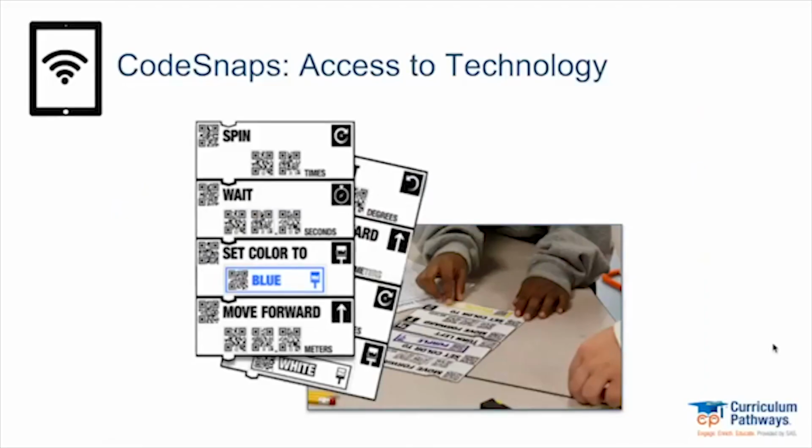So let's start with access to technology. As you saw in the video, CodeSnaps takes advantage of these printed tangible blocks. So students are actually coding with physical paper blocks as opposed to on the device themselves. And so CodeSnaps allows an entire room of students to code together using only one iPad and one robot. So the teacher has the iPad and the robot, and the students are all coding using the paper blocks.